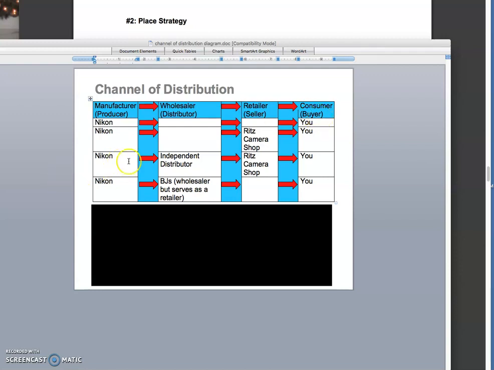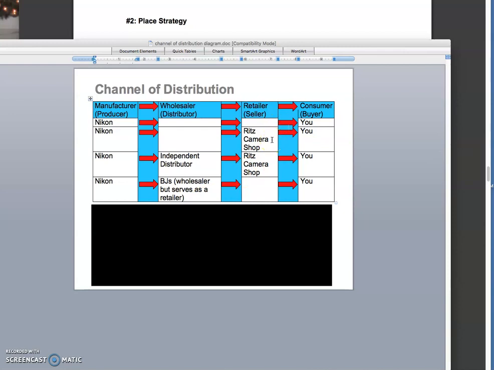So third example is Nikon could sell them to an independent distributor who then has the relationships with different retailers, for example, Ritz Camera Shop, and then they sell it to consumers. And you could also swap out the retailer for something like a BJ's that really is a wholesaler, but serves as a retailer, and then they're able to pass the product on to its members. Like for example, BJ's charges people to be a member. You have to pay whatever the membership fee is per year, and through that they're able to pass on cost savings through products because they're buying in bulk. They're buying many more of those products than, say, one small retailer somewhere.